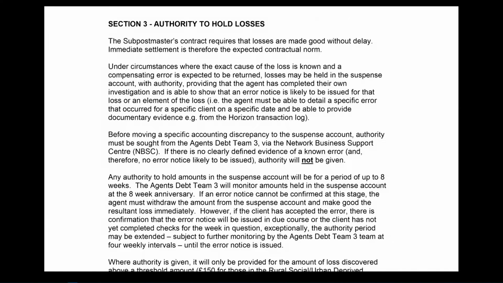Fourth, that the sub-postmaster would have to pay the shortfall if they couldn't prove that there was a system fault. Is that correct? That's the correct assumption from how this reads. Fifth, that only if there was a known system error could the loss be held in the suspense account. Yes, correct. And sixth, that the working assumption, as we've seen in section 6, was that system faults were rare and would have been identified.